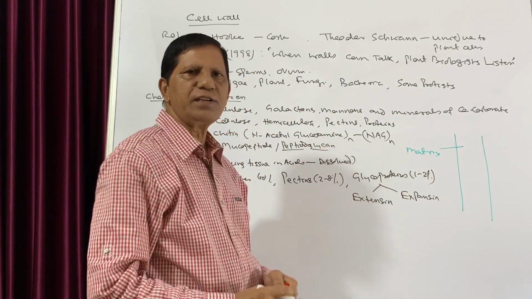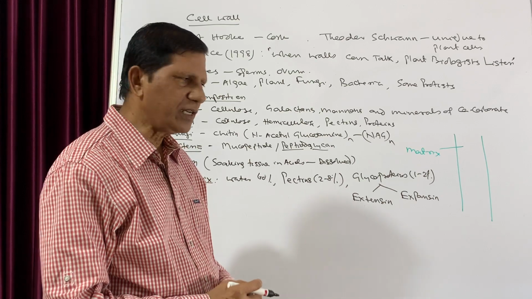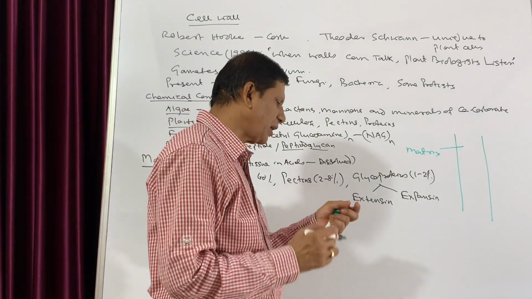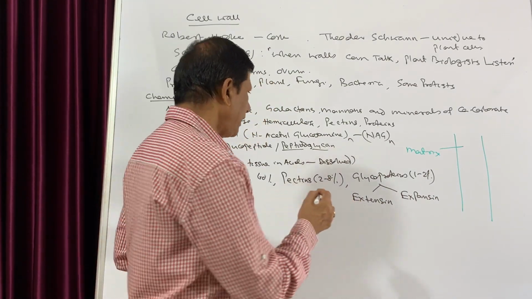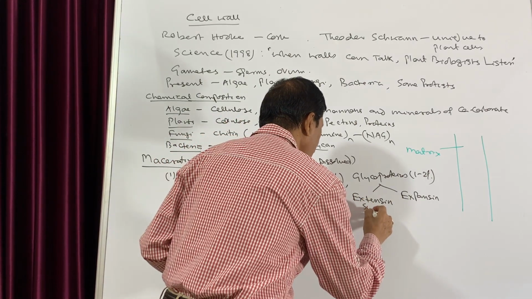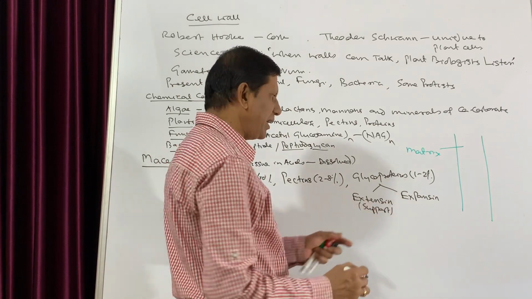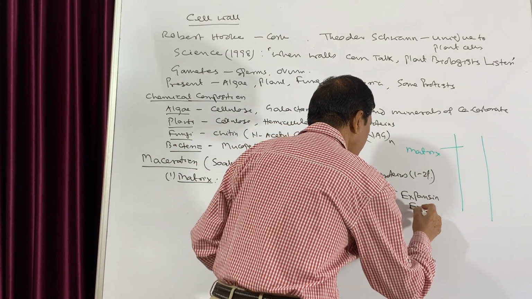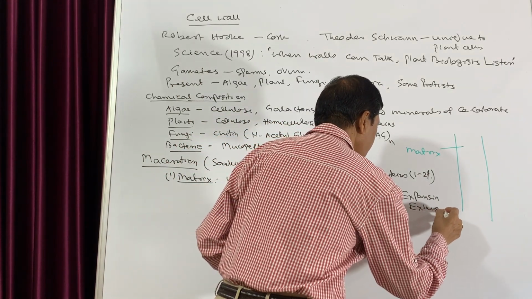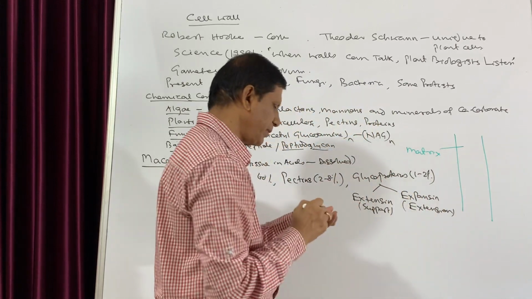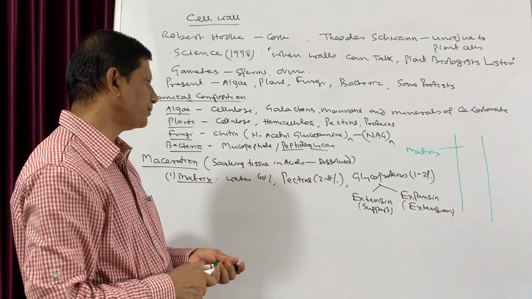Expansin was recently discovered to be present also in the cell wall. Now, what is the function of these two? Usually, extensin provides support to the cell wall, and expansin usually helps in extension of the cell wall. So these two are very important from the examination point of view.